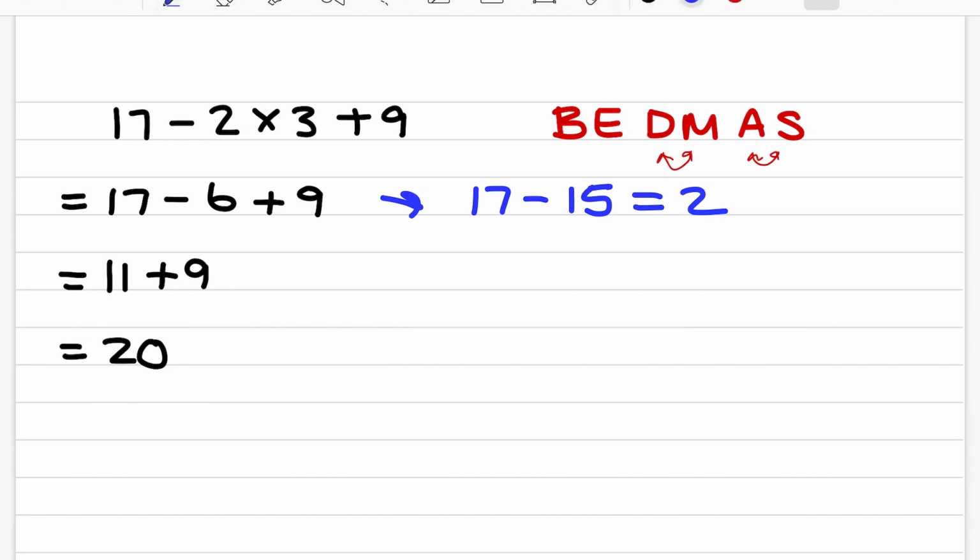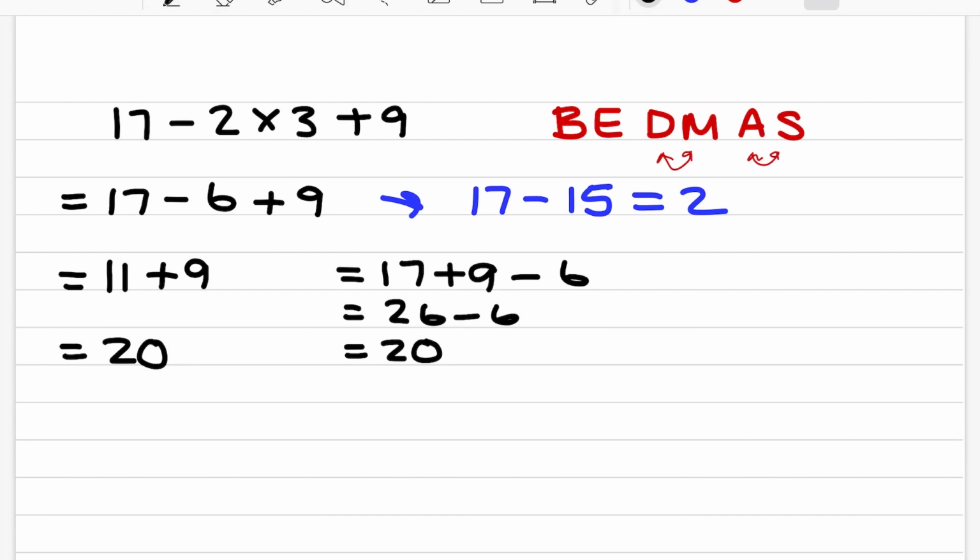What you can do is rearrange if that's helpful. Instead of just doing the 17 minus 6, you could rearrange it to be 17 plus 9 minus 6 and do the addition first then. That doesn't change it because you'll have 17 plus 9 equals 26 minus 6, and again that's 20.